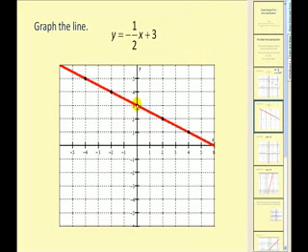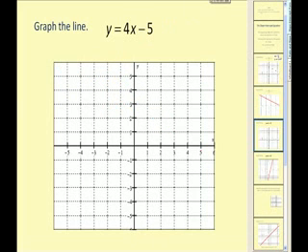Again, we have our y-intercept of positive 3 and our slope of negative 1/2. So we can pick any point on the line. Let's say I pick this point. If I go down 1, right 2, I'm going to find another point on the line. Let's go ahead and try another.